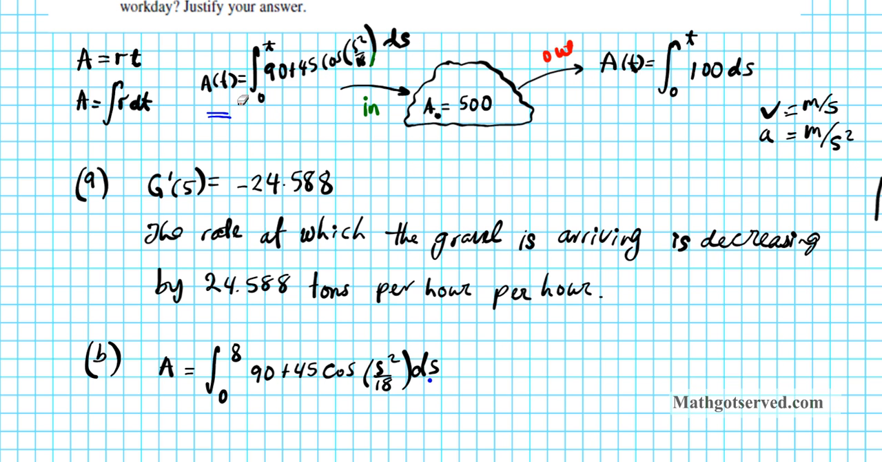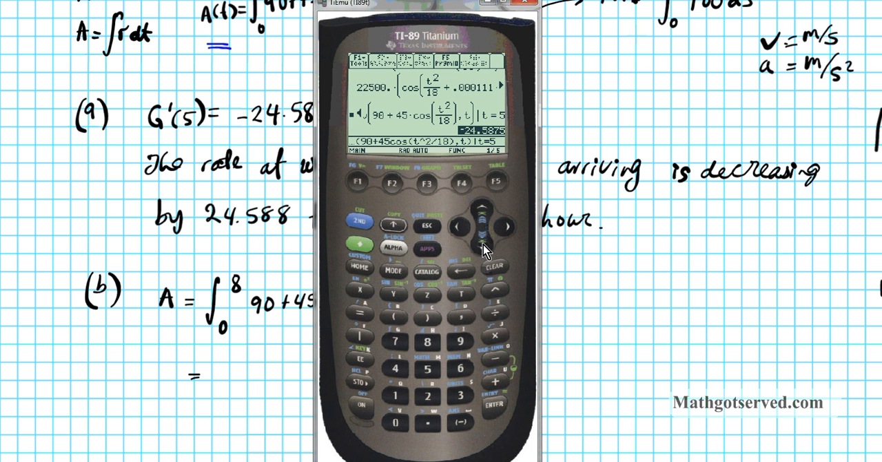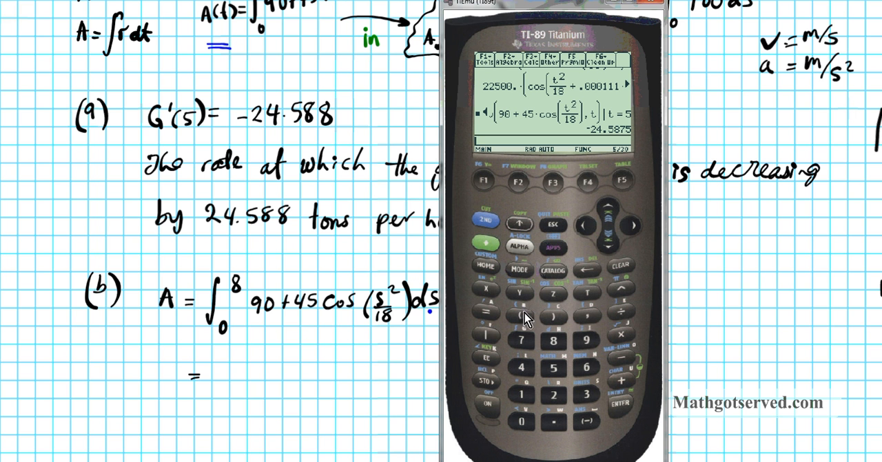All right. So remember we talked about earlier that this integral formula helps us calculate the total amount of gravel that comes in at any point t after 0 seconds. So this is what we're going to be evaluating. I'm going to show you how to do this definite integral with both calculators. So let's start with the TI-89.